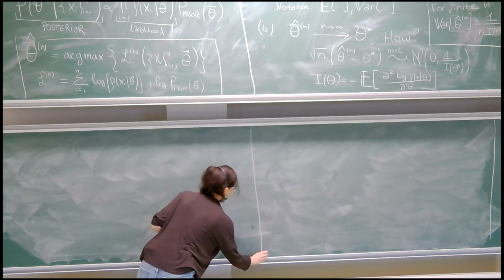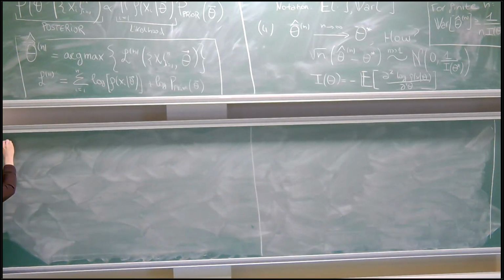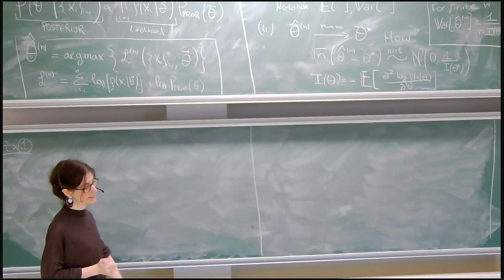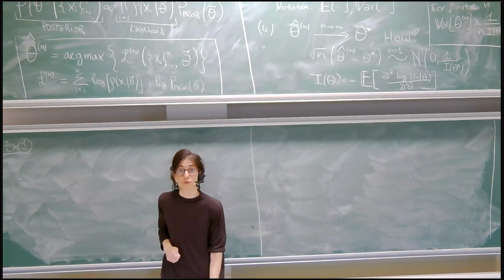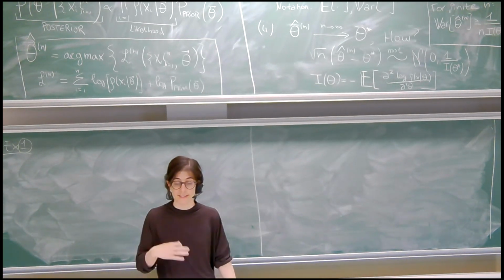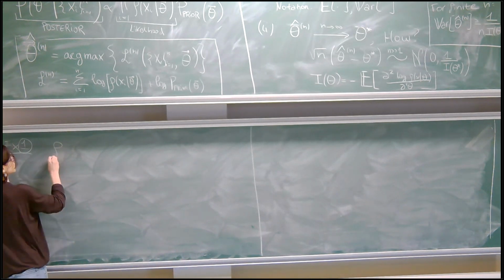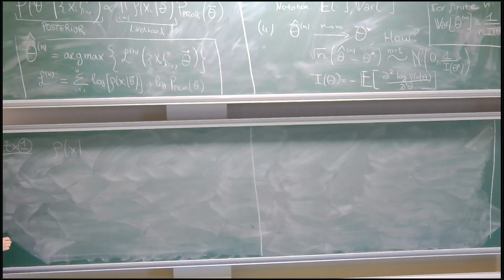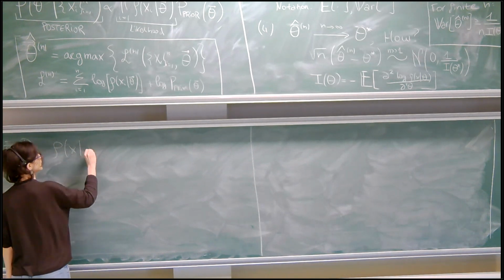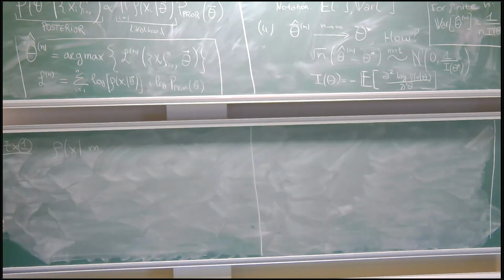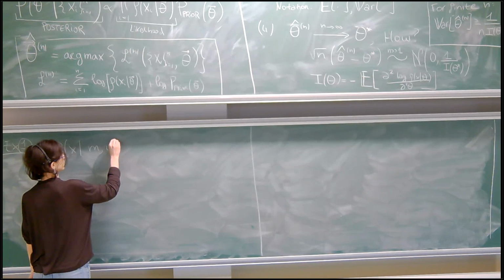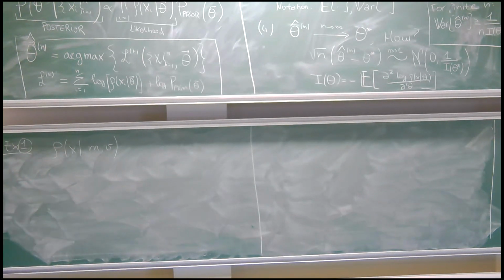So in this exercise 1, the setting is as follows. We assume that our data are taken from some Gaussian distribution of which we don't know either the average, the mean, or the variance. So our rho of x will depend on these unknown parameters, the mean, which I call m, and the variance, let me call it v. So this is sigma squared.